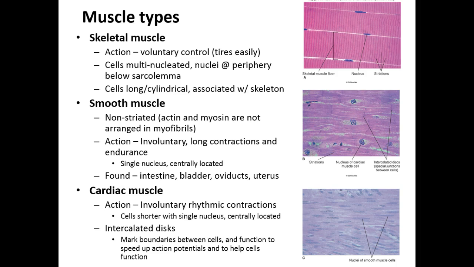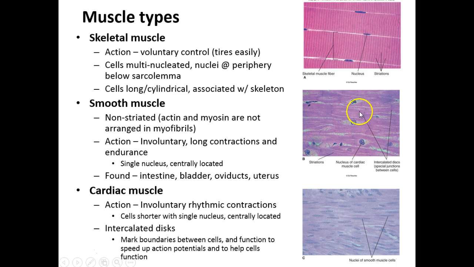Now cardiac, this is another one that I'm really glad is involuntary, because if I had to think about keeping my heart beating, I'd be dead, right? I can't remember too many things like that. So involuntary rhythmic contraction. So you have shorter cells. Okay, so these aren't as long, and they have a single nucleus per cell.